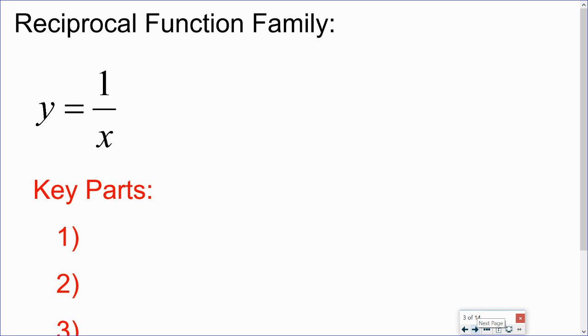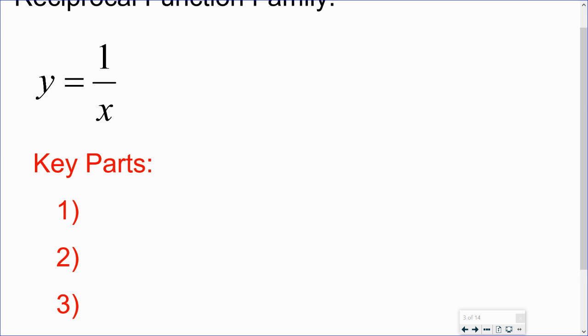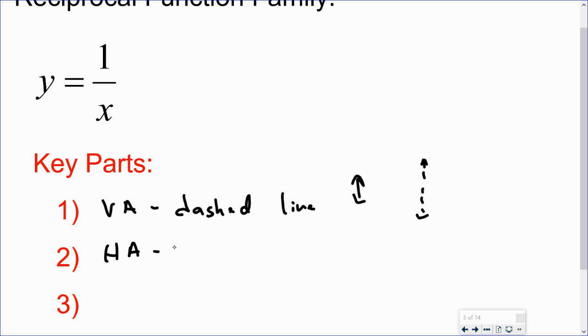So, here we go. Y is equal to 1 over x. There is a vertical asymptote that's marked as a dashed line, and that's going to be up and down. So I'm going to put something like this. Now, an asymptote, remember, it gets really close to it, but it never passes. A horizontal asymptote, that's also a dashed line, but this dashed line is going to run horizontally.